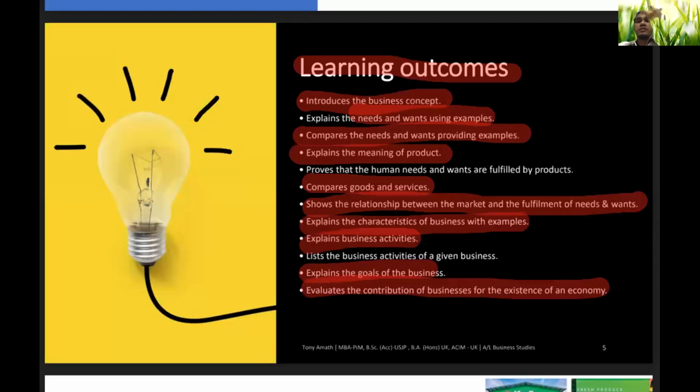Why are businesses very important to an economy, to a country, to you as an individual, to the owner? If you are working for that business, what is the importance of these businesses? What contribution will it have? So these will be the learning outcomes. Very easy if you really look at it. So you should be able to answer all these at the end of this session. That's as simple as that. So that is why I start the session explaining the learning outcomes.